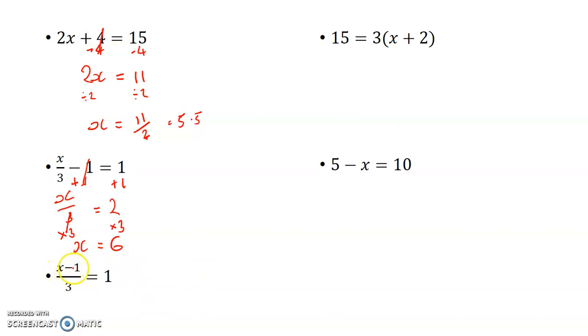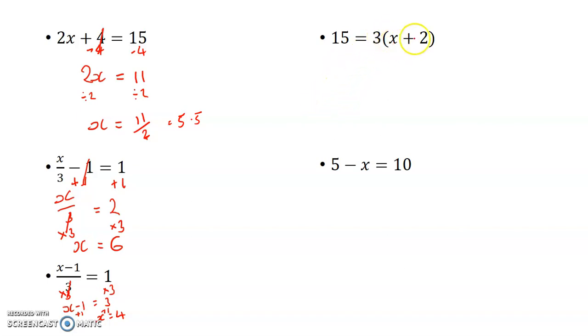Third one, when you read through it, you'll notice it's a little bit different. This is now x take 1 divided by 3. The divide by 3 was last, so to get rid of the last bit, opposite of divide 3 is times 3. Same thing on both sides of the equals. That's going to be gone. You're left with x take 1, 1 times 3 is 3. Get rid of the take 1, plus 1, plus 1. And we have x equals 4. Again, you can check to see if you're right. 4 take away 1 is 3, divide by 3 is 1, and you are right.